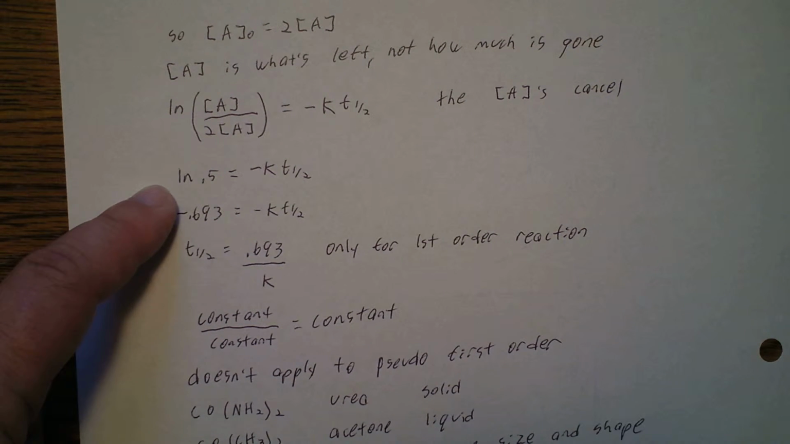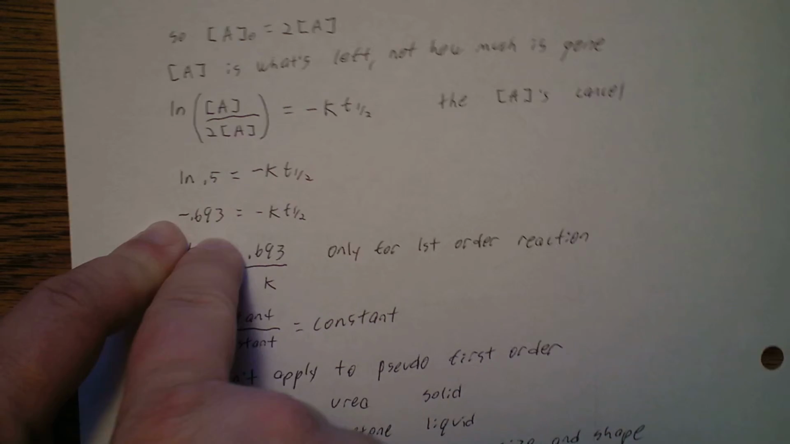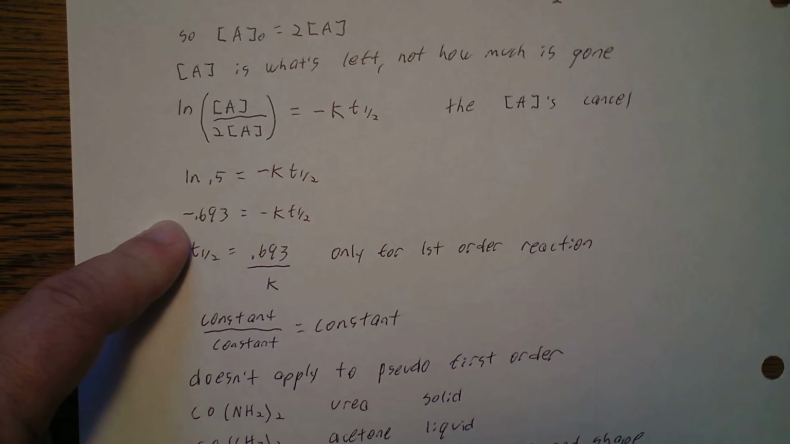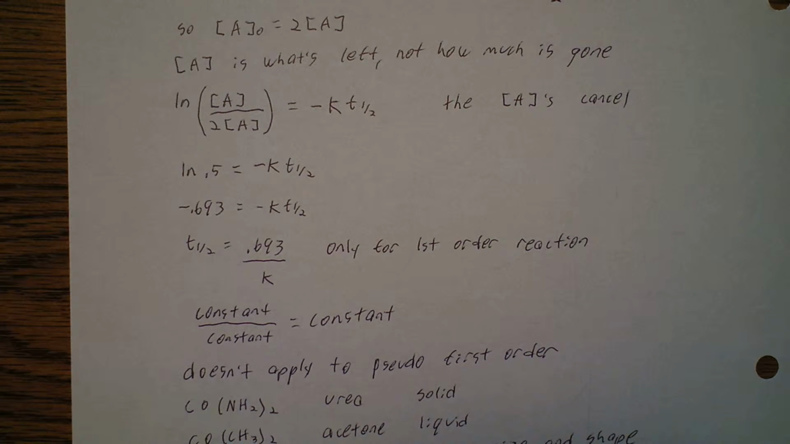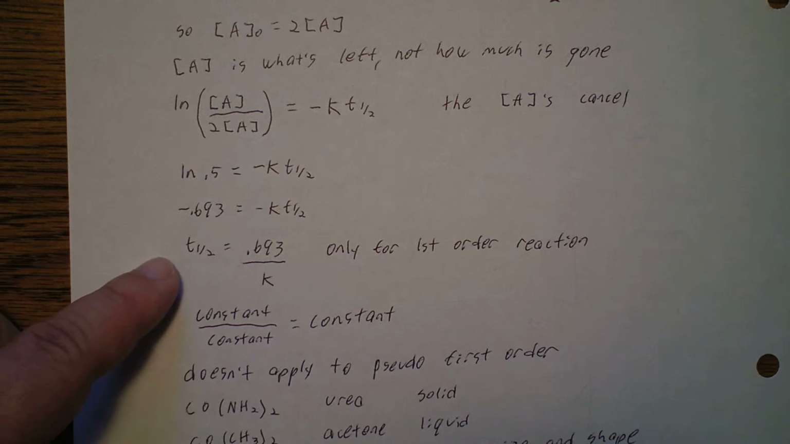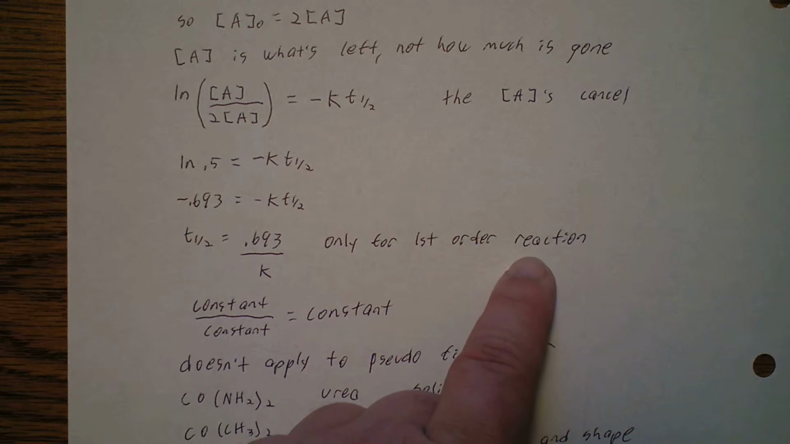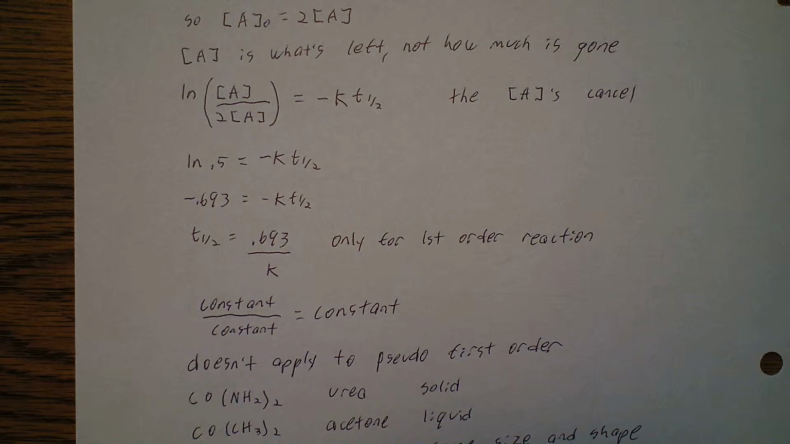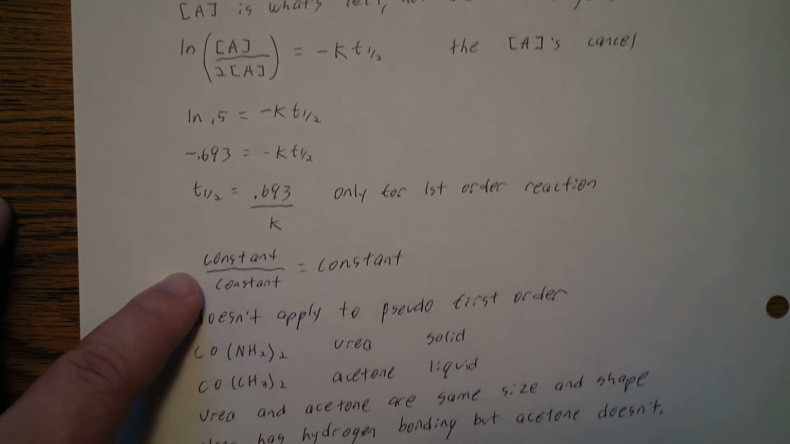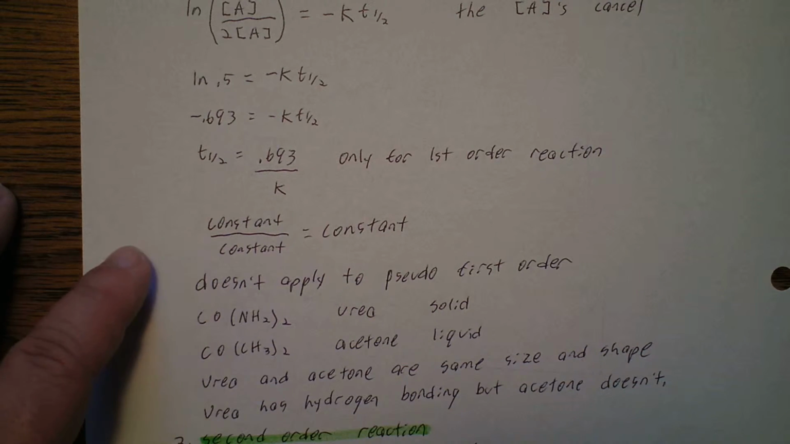You get the natural log of 1/2 is equal to minus k t 1/2. Approximating this irrational number as a decimal, you get minus 0.693 is equal to minus k t 1/2. So you get t 1/2 is equal to 0.693 divided by k. It's only for first order reactions. And remember this equal sign, it's really approximate because we rounded an irrational number to a finite decimal. So remember, of course, if you're taking a constant divided by a constant, you're going to get another constant.